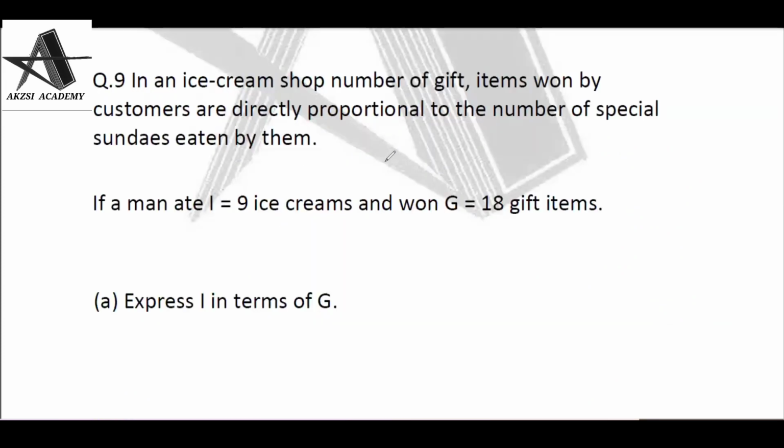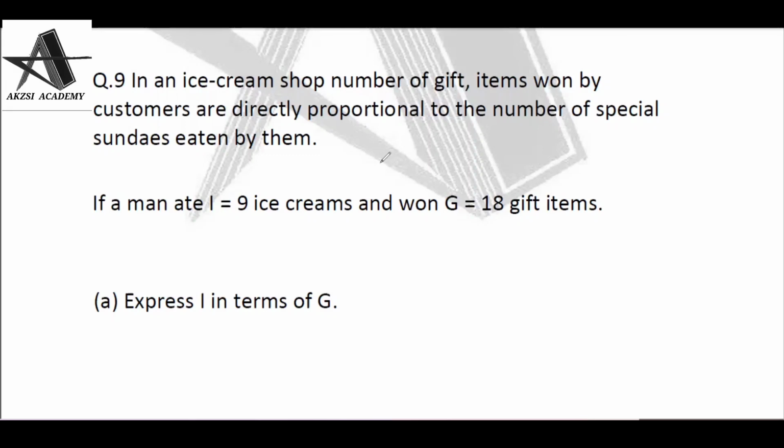In an ice cream shop, the number of gift items won by a customer is directly proportional to the number of special sundaes eaten by them. If a man ate I equals 9 ice creams or 9 sundaes and 1 G equals 18 gift items, express I in terms of G.